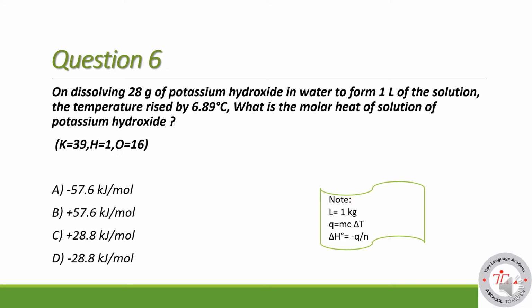To get delta H naught, it equals negative Q over n. Negative Q, which is negative 1 times 4.18 times 6.89, over n. n is the number of moles. The number of moles here equals mass over molar mass. The mass of potassium hydroxide is 28 and the molar mass is 39 plus 1 plus 16.